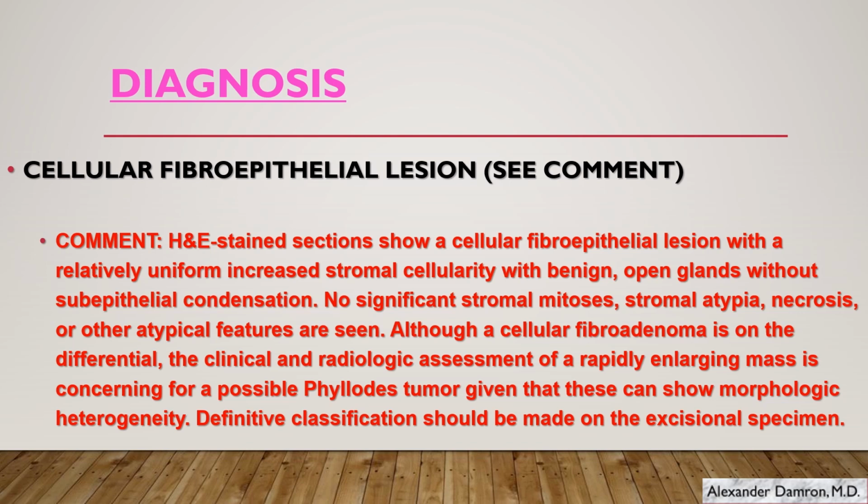But what I said is, I've got this clinical history, right? I said, although a cellular fibroadenoma is favored, the clinical and radiologic assessment of a rapidly enlarging mass is concerning for a possible phyllodes tumor, given that these can show morphologic heterogeneity. And basically I'm saying, with this rapidly growing mass, even though what you've sampled is most likely a fibroadenoma, maybe we should take it out and see what this entire thing is.